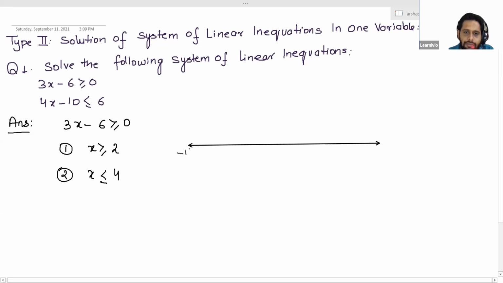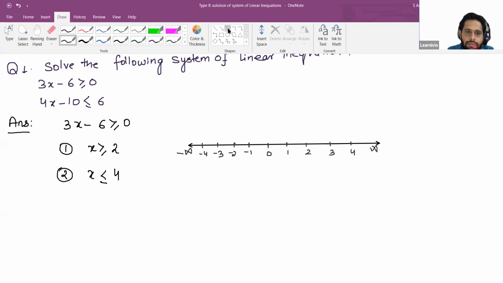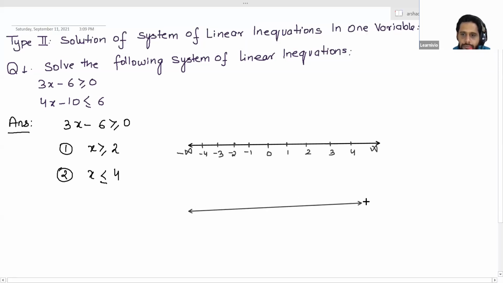Next, write minus infinite, write infinite, and then we have 0, 1, 2, 3, 4, -1, -2, -3, and suppose 4, -4. We will draw another one. This is for the second one.